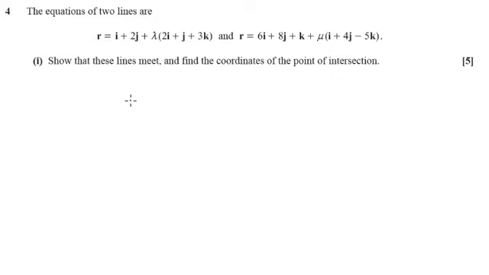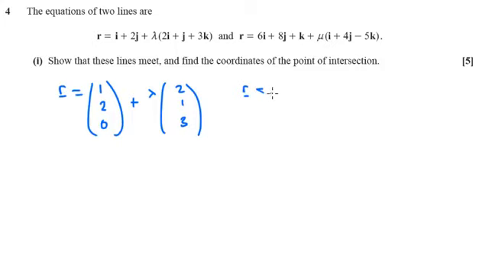Okay, question number four is a vectors question. We've got two vectors in the unit vector form, which I don't like working with, so I'm just going to convert those to column vector form. I just find it easier to read them in this form. So 2, 1, 3. You don't have to do this. This is just personal preference for me.